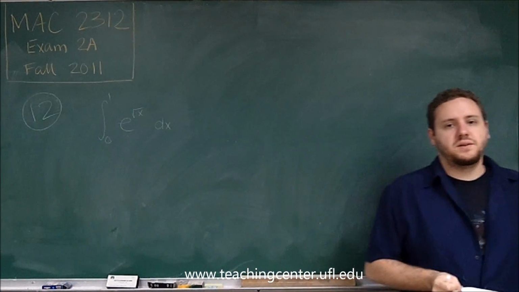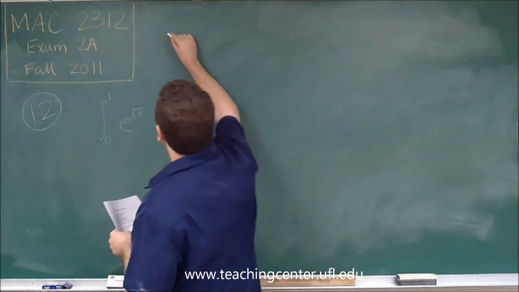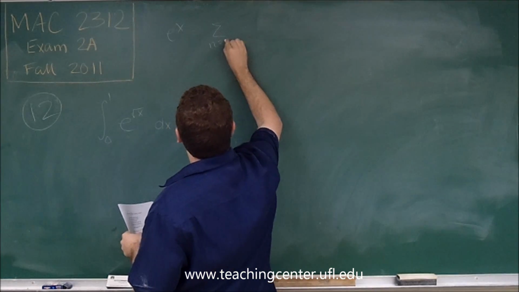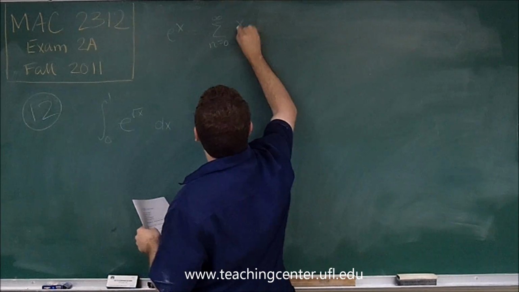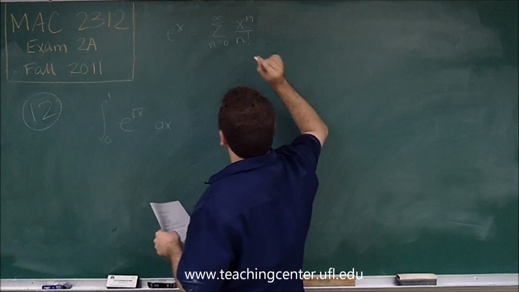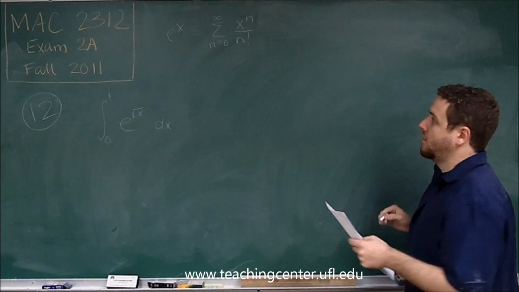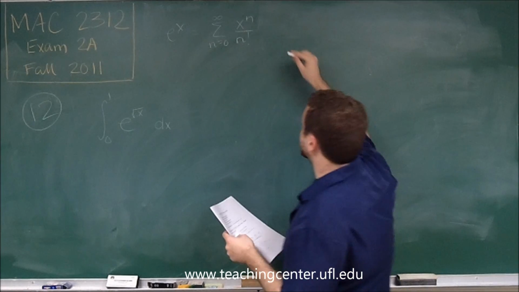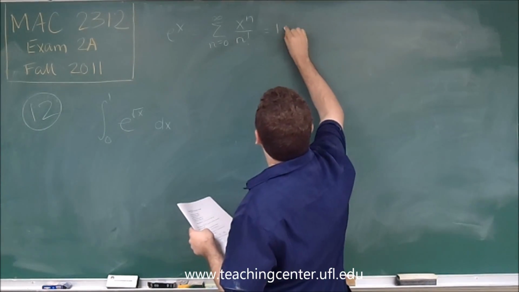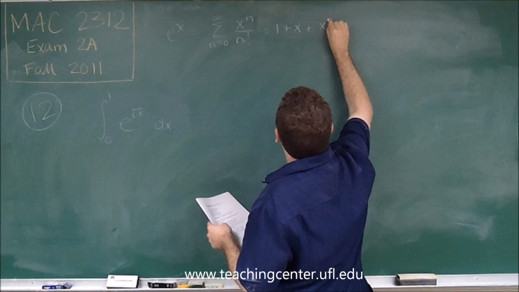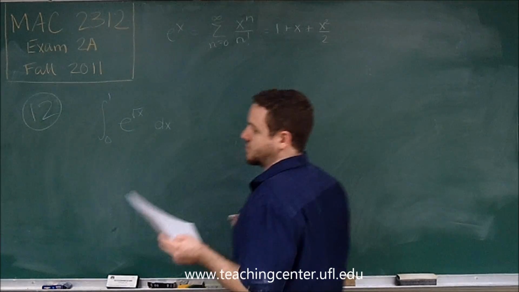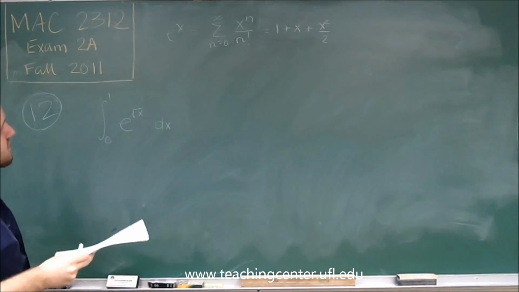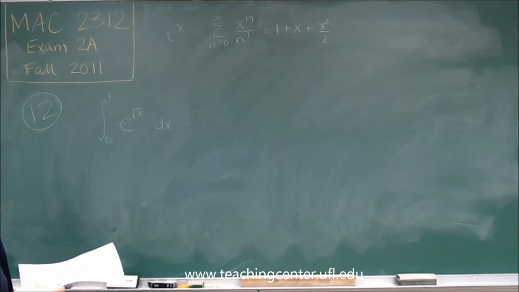So remember that the Maclaurin series for e to the x is as follows: the sum from n equals 0 to infinity of x to the n over n factorial. But since we're just going to be using the first three terms, let's write those out. This is going to be 1 plus x plus x squared over 2, because 2 factorial is just 2. So those are the first three terms we're going to be using.